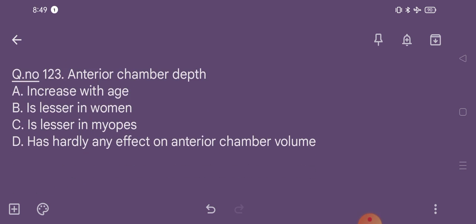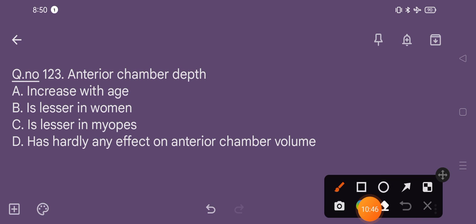Question number 123. Anterior chamber depth: option A, increases with age; option B, is lesser in women; option C, is lesser in myopes; option D, has hardly any effect on anterior chamber volume. The correct option is option B, is lesser in women.